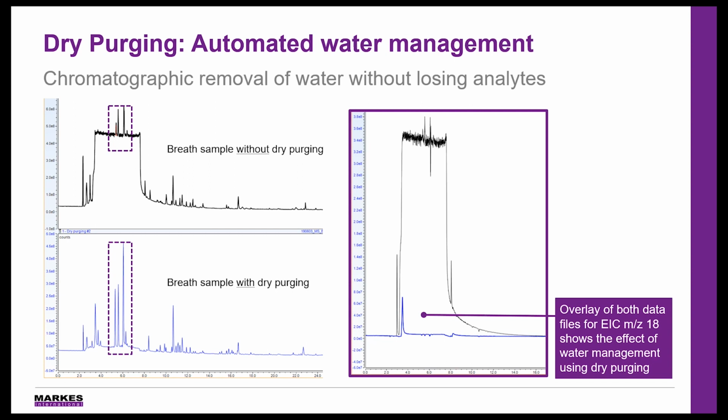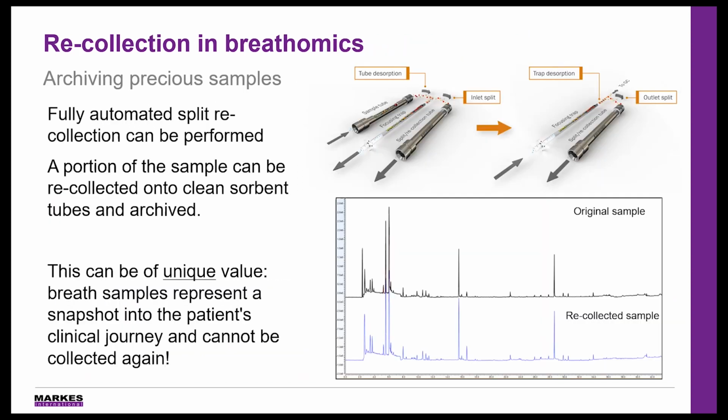The last important feature of an optimal thermal desorption system that I'll be talking about today is the option to recollect samples. What this means is that when a split flow is applied during analysis of a sample, this portion of the sample can be recollected onto a clean sorbent tube, and the sample can be archived for reanalysis in future.